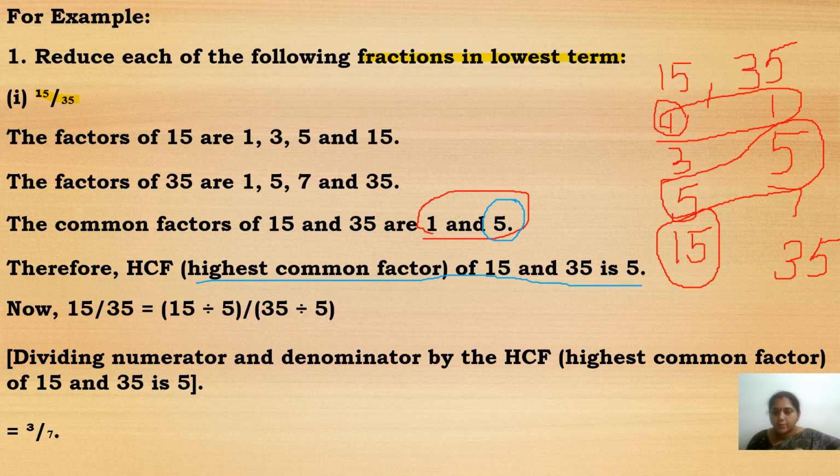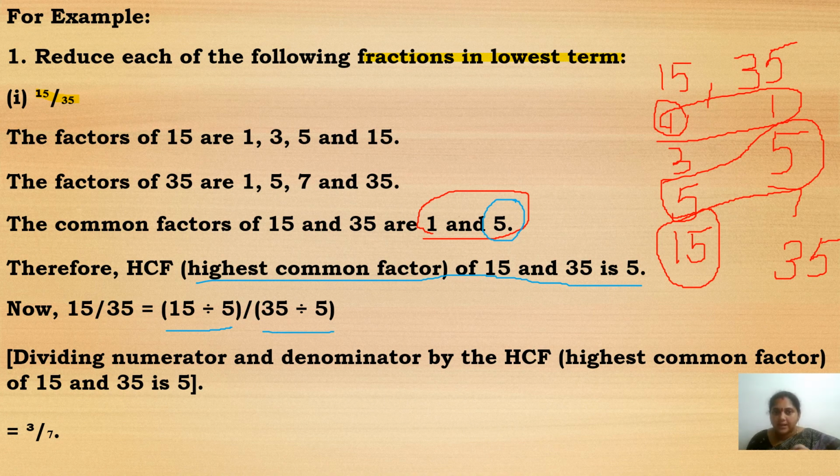Now what we have to do for finding our lowest fraction? We have to divide the numerator and denominator by the common factor, right? For finding the lowest fraction, what do we have to do? We have to divide the numerator and denominator by that common factor. When you divide, we will get the lowest term of the fraction. So what is that now? 15 should be divided by 5 and 35 should be divided by 5.